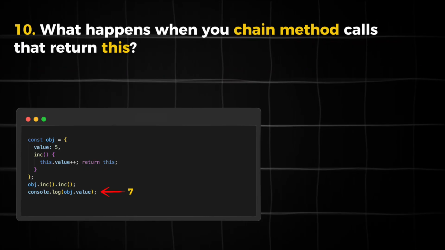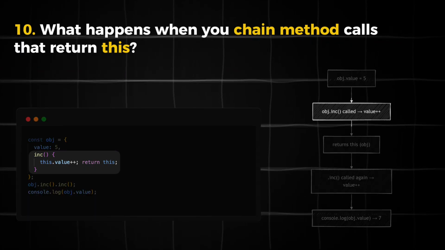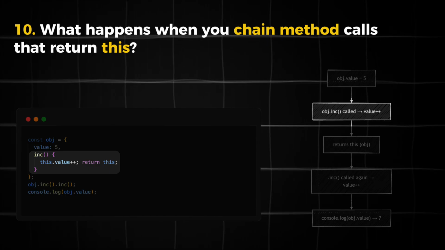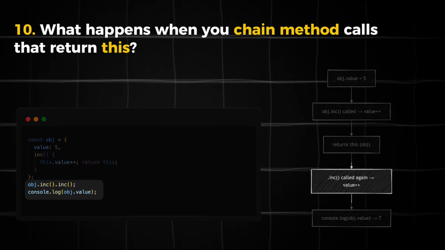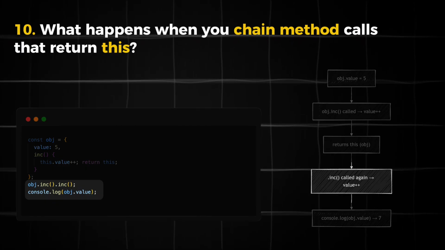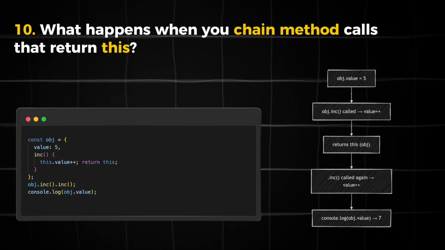Number 10. What happens when you chain method calls that return this? The final value is 7. obj.inc increments value from 5 to 6 and returns this, the object itself. Because it returns the same object, calling inc again runs the method a second time, incrementing value to 7. Method chaining works because each call returns the same object via this.